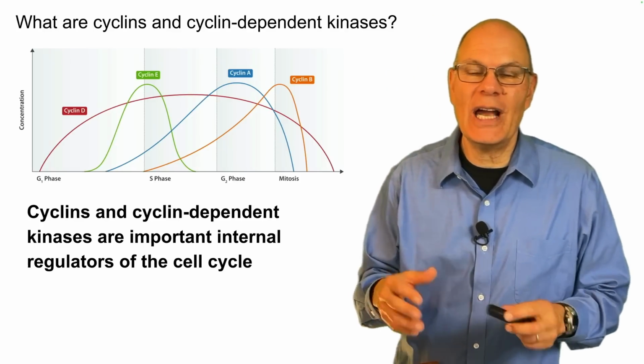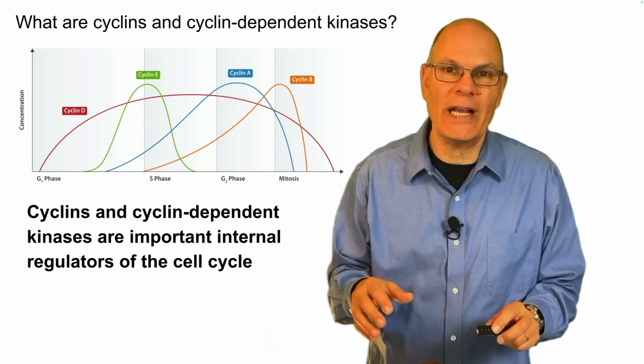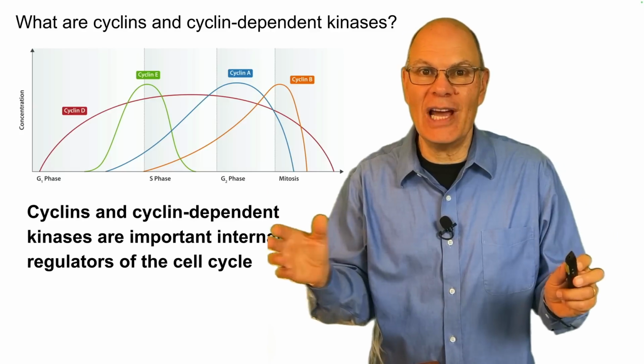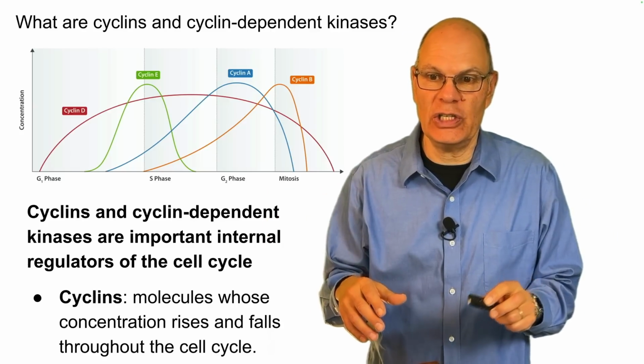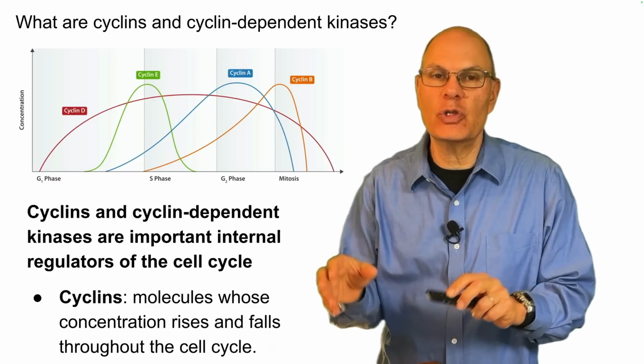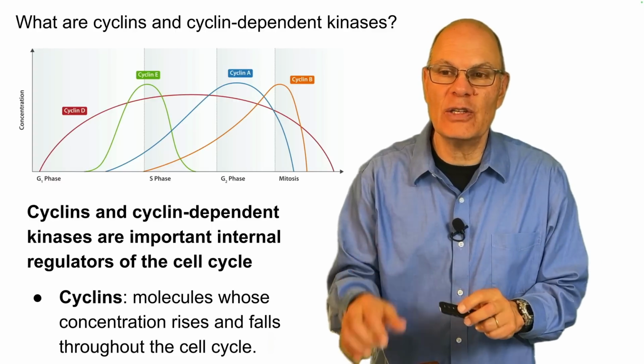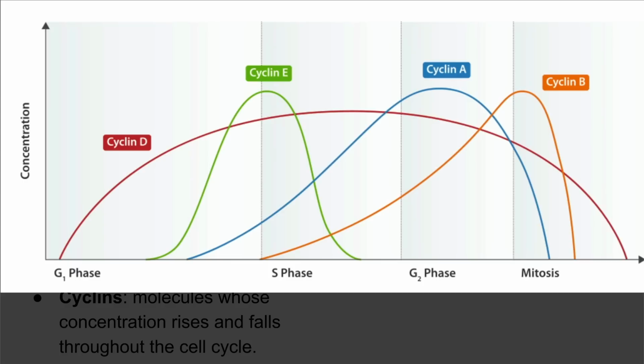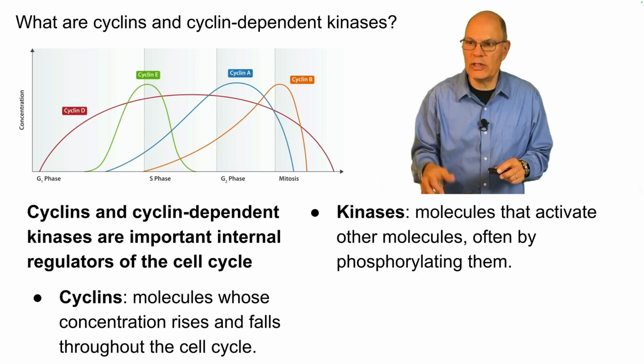Cyclins and cyclin-dependent kinases are important internal regulators of the cell cycle. The cell cycle is regulated by outside signals, but also by internal conditions. Cyclins are molecules whose concentration rises and falls throughout the cell cycle. For example, you can see that cyclin E rises right before the S phase. Cyclin A rises right before G2. The cell has mechanisms to read the level of these cyclin concentrations.